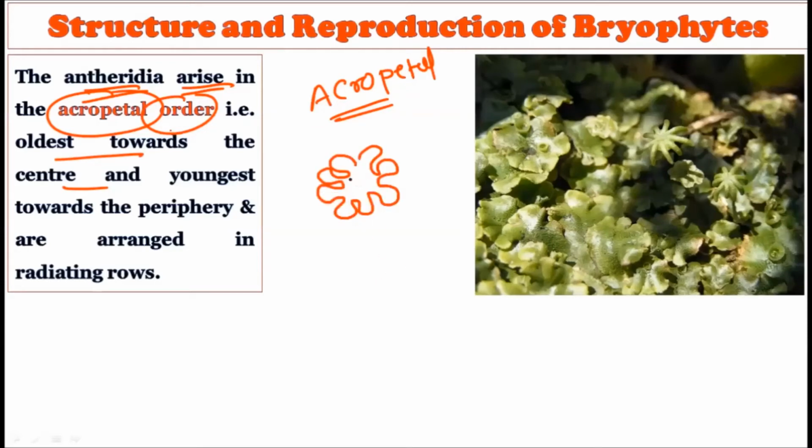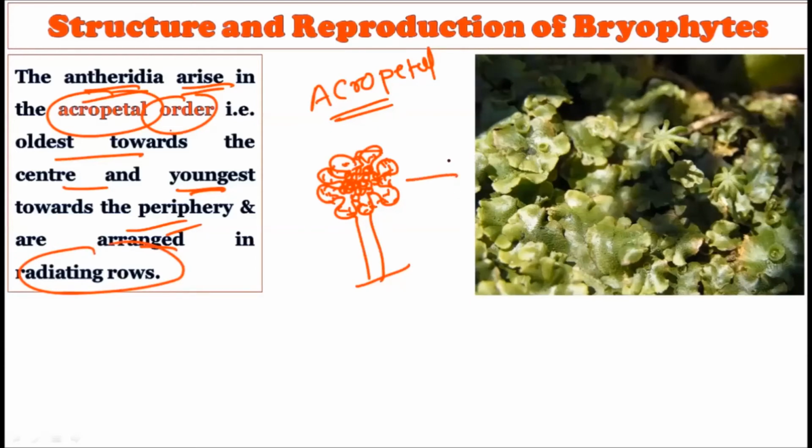The older antheridia are present at the center, and the youngest towards the periphery. This kind of arrangement is called the acropetal arrangement. The oldest antheridia are present at the center, and at the periphery we have the younger antheridia, in radiating rows. All right, so this is how the male sex organ is there.